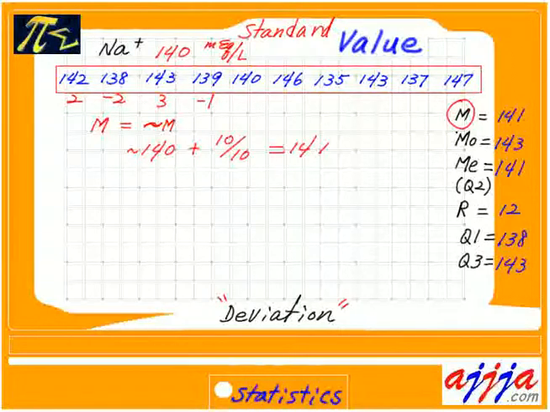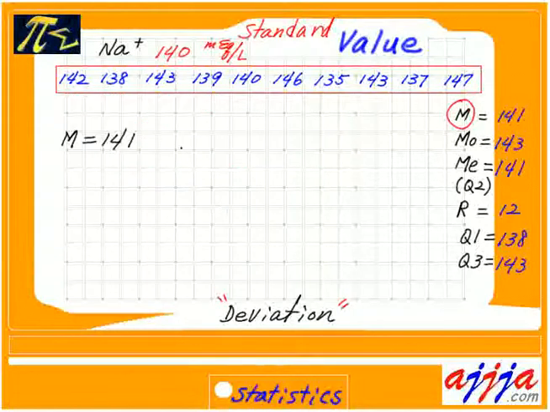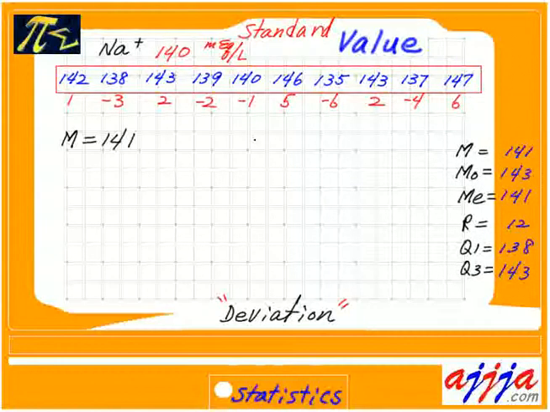That's how we got the mean right here. Now we know for sure the mean is the real mean, not estimated. 141. Now we're talking. So 142 minus 141, this time this is going to be 1. This is going to be -3. This is going to be 2. This is going to be -2. And so on.